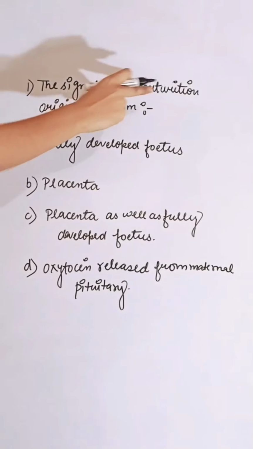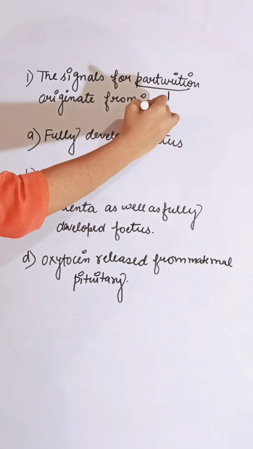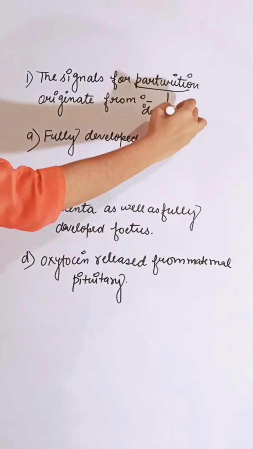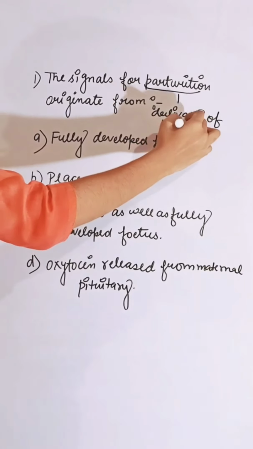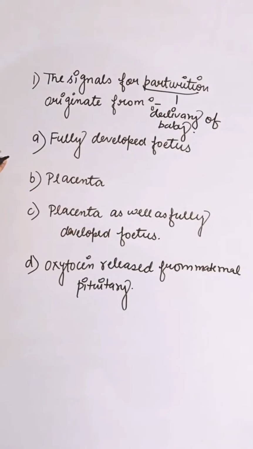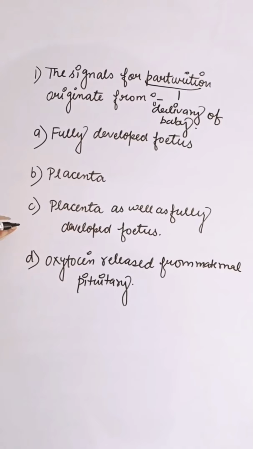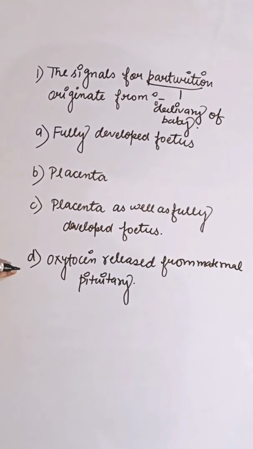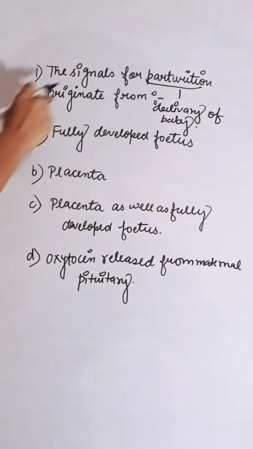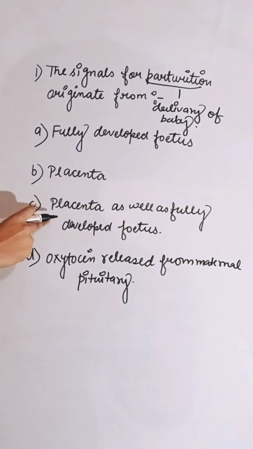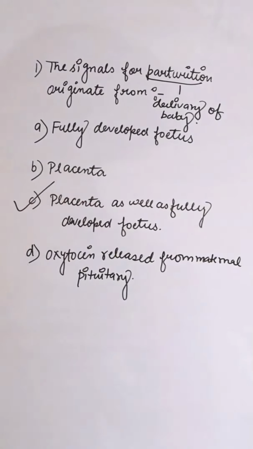The signals for parturition originate from. Parturition is delivery of baby. First option fully developed fetus, second is placenta, third is placenta as well as fully developed fetus, fourth is oxytocin released from maternal pituitary. The signal for parturition originates from placenta as well as fully developed fetus. So the correct answer is C.